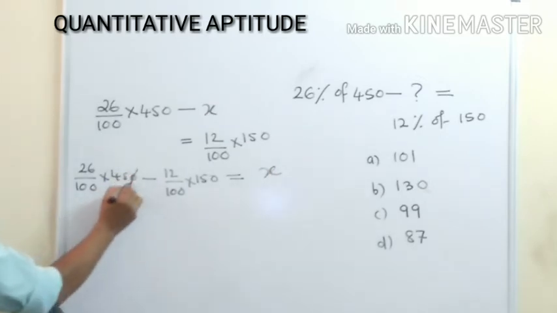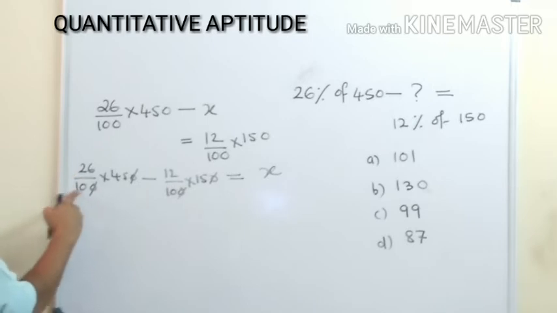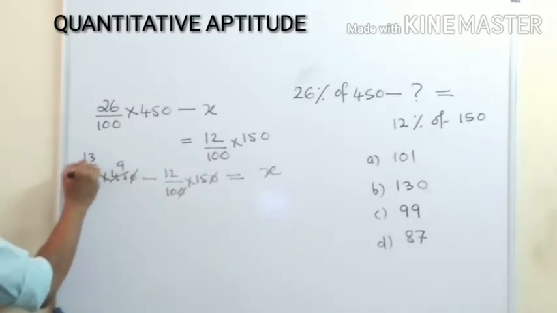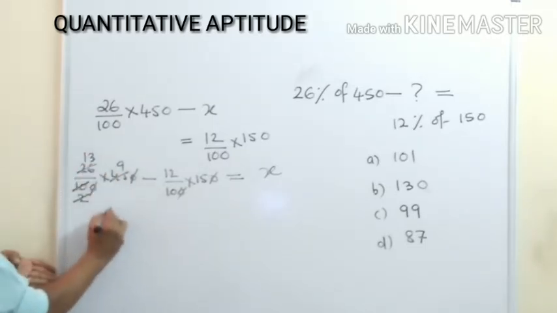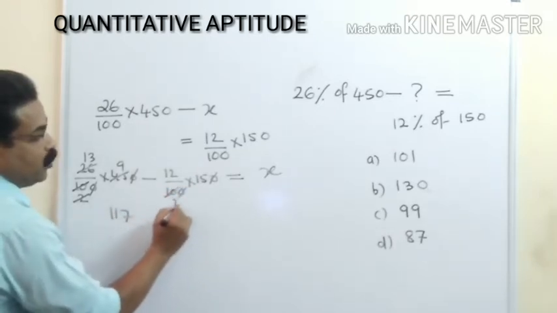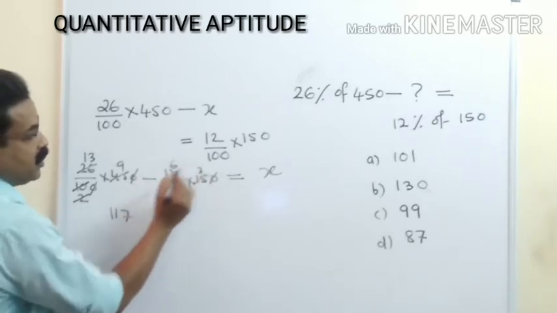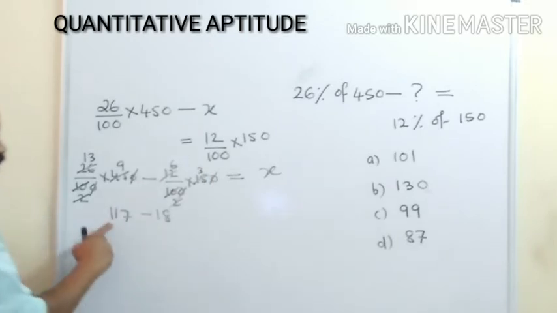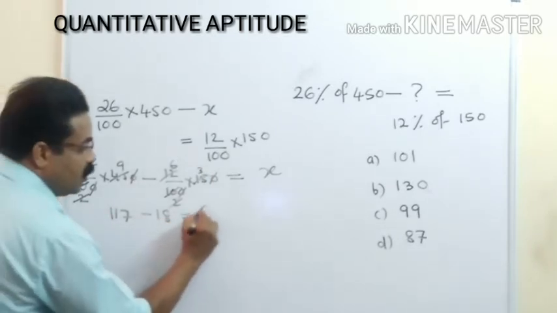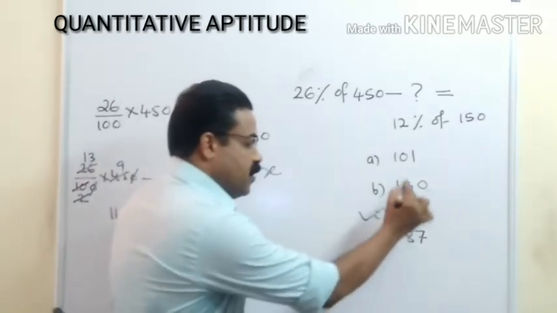So now you can cut this 0 and this 0. 26, 10, 45. I can cut 5 2 times, here 5 9 times, here 2 13 times. So 13 into 9, 117. Here 5 10 times, 10 2 times, here 5 3 times, here 6 times. 6 into 3, 18. 117 minus 18, I got 99. So 99 is my answer. So option C is my answer.